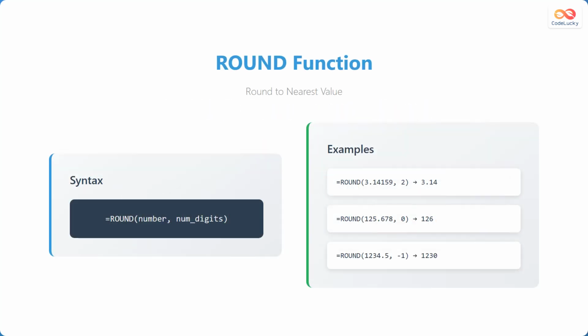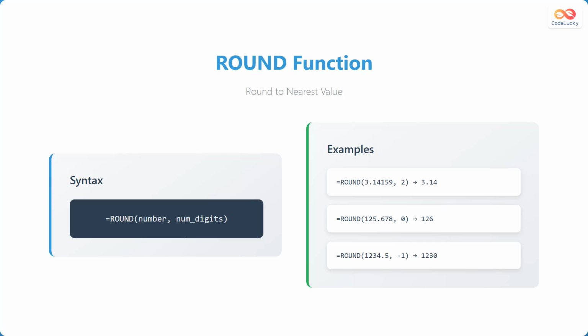Let's start with the basics of the ROUND function. The ROUND function is used to round a number to the nearest specified digit. Here's the syntax: =ROUND(number, num_digits). The first argument, number, is the numeric value you want to round. The second argument, num_digits, specifies the number of digits to which you want to round the number. Now let's see some examples of the ROUND function.